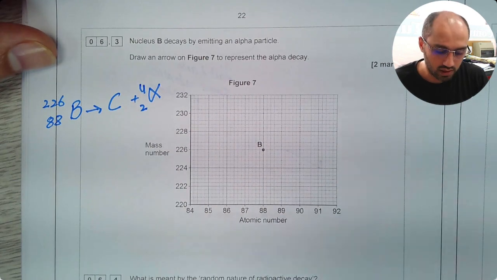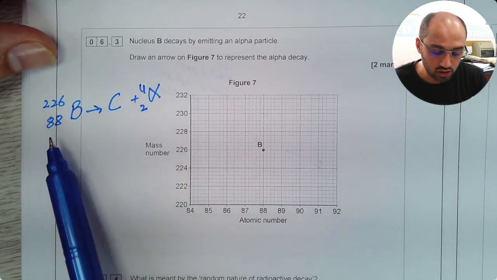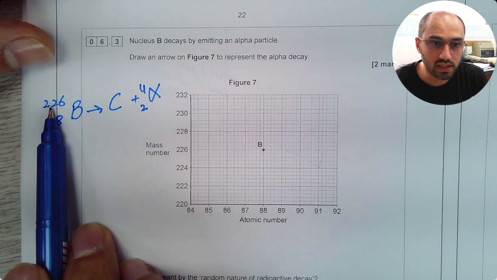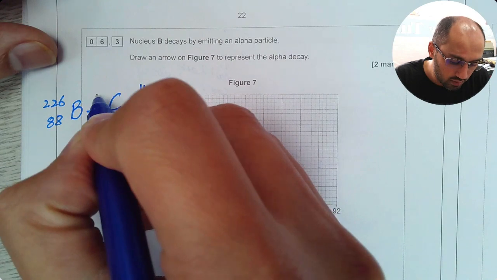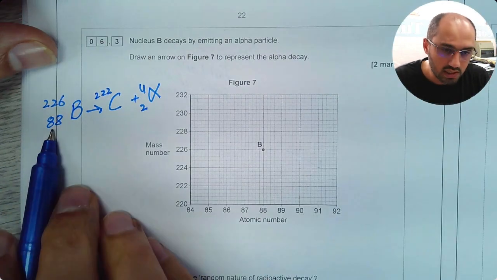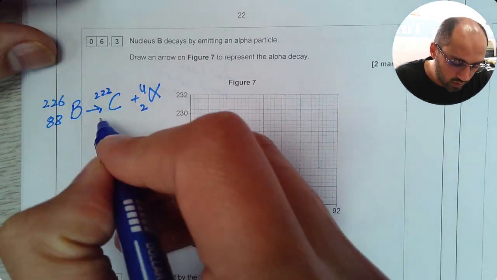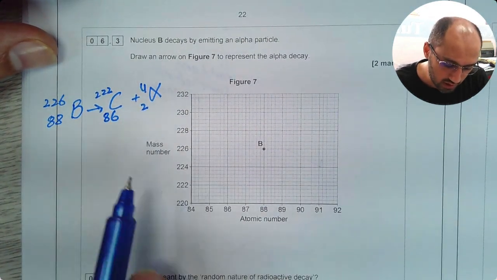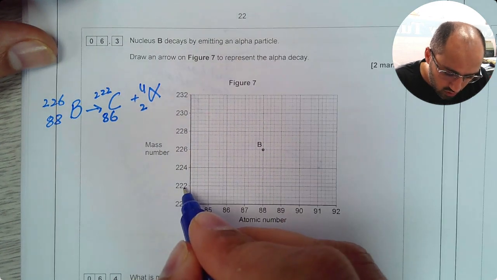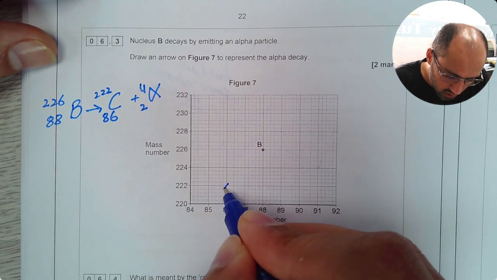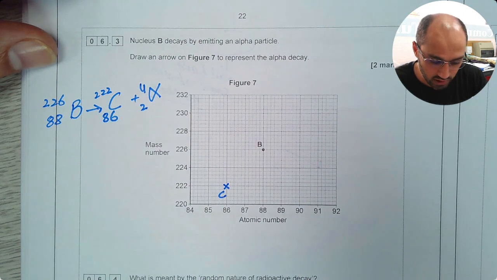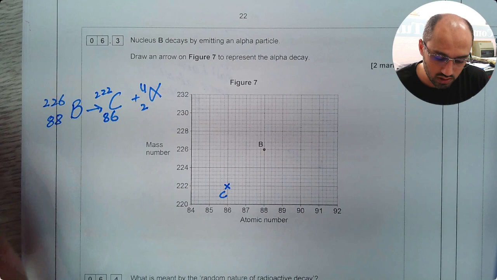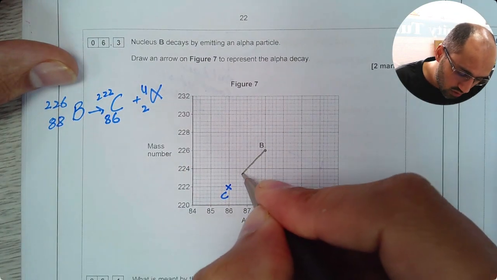Remind yourself that the mass is conserved and the charge is conserved in nuclear decay. So what will happen to this number 226? It will decrease by 4, it will become 222, and 88 will decrease by 2 and it will become 86. So what is the location of C on this graph? C will have 222 and atomic number of 86. So this is where my C will be found. It says draw an arrow on figure 7 to represent the alpha decay. All you have to do is that B will change into C.